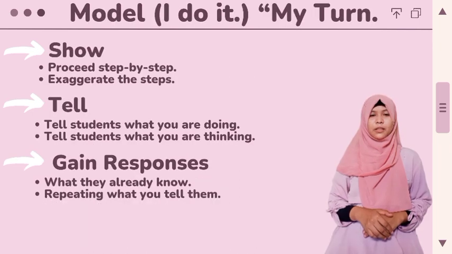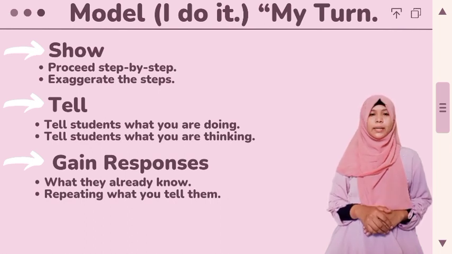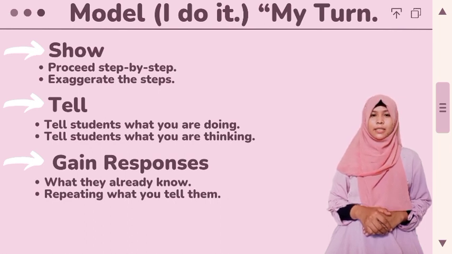Here is an example of how explicit instruction takes place in the class. First, model. I, or the teacher, do it. Step 1, show. The teacher will proceed step by step and try to exaggerate the steps. Step 2, tell. The teacher will tell the students what she is doing and what she is thinking. Step 3, gain response. Ask them what they already know and let them repeat what you are saying.